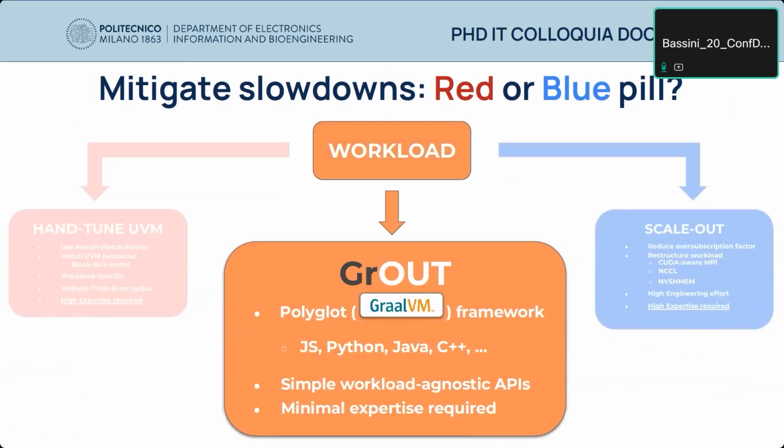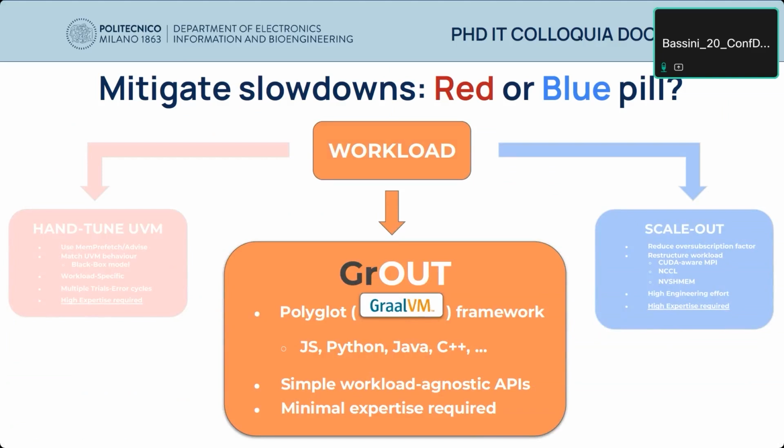So GROut fits in the middle. It enables you to hand-tune unified virtual memory transparently and to scale out your solution, again, transparently. It has been developed in collaboration with Oracle Labs, and it uses GraalVM, which is a Java virtual machine that is polyglot. So it enables you to use multiple programming languages, such as JavaScript, Python. You don't have to be bound to C, C++.